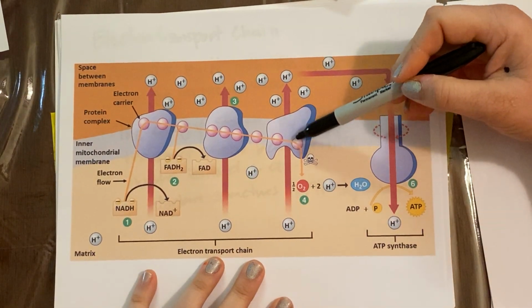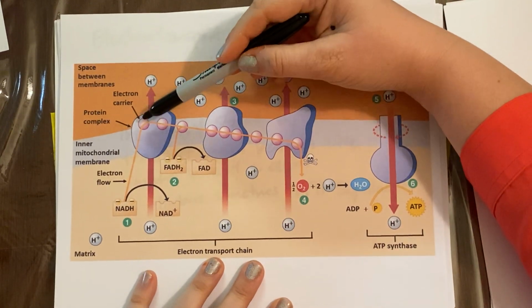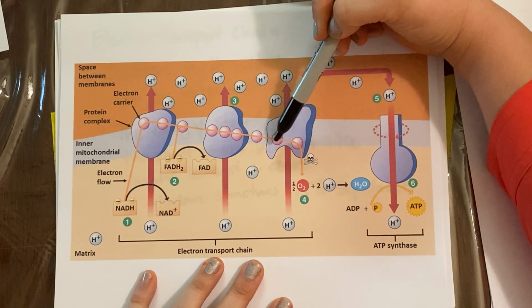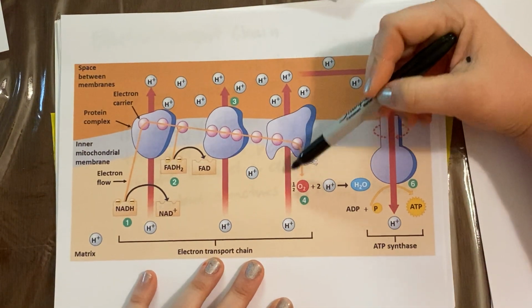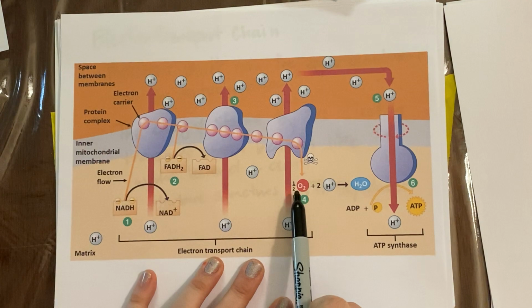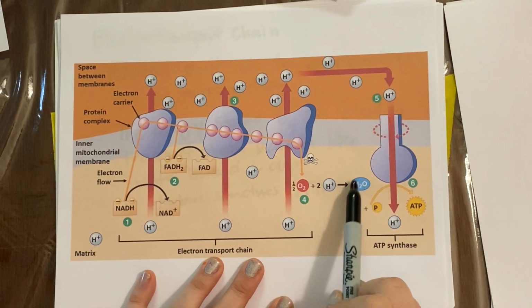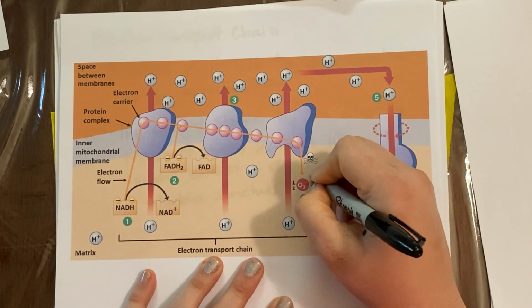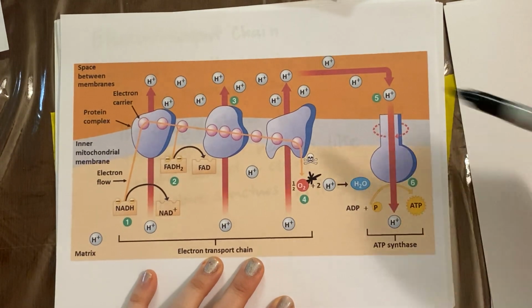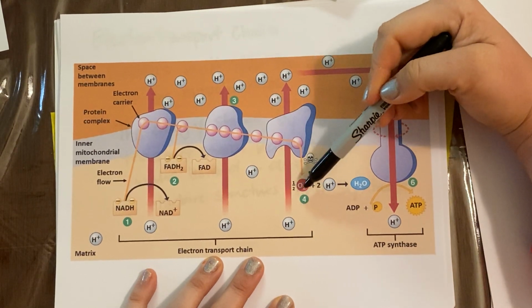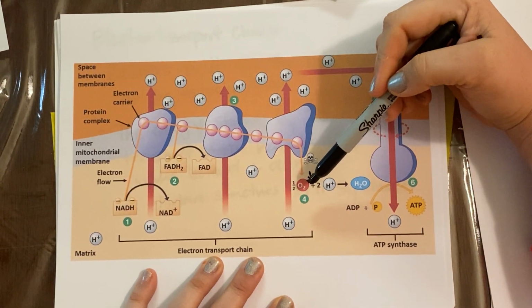Down here, what you're going to notice is that the electron carriers, the electrons move from each of these down, they're kind of down from one to another. The final electron acceptor is oxygen. When oxygen comes into contact with hydrogen ions, it then produces H2O. The oxygen is the final electron acceptor. Okay, so here's the electrons, here's the final electron acceptor, which is oxygen. You must know that, okay?